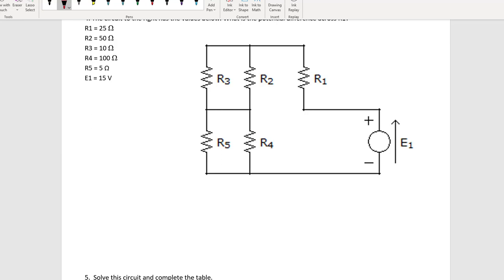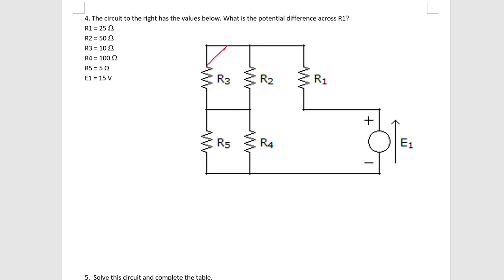But this can be seen as R3 joins R2 in parallel like this, and then R5 joins R4 like that. So what we've actually got is two pairs of parallel resistors that are in series with each other. So what I'll do is I'll break it down slowly here. You might be able to do it in fewer steps. So first I'll work out what R23 is.